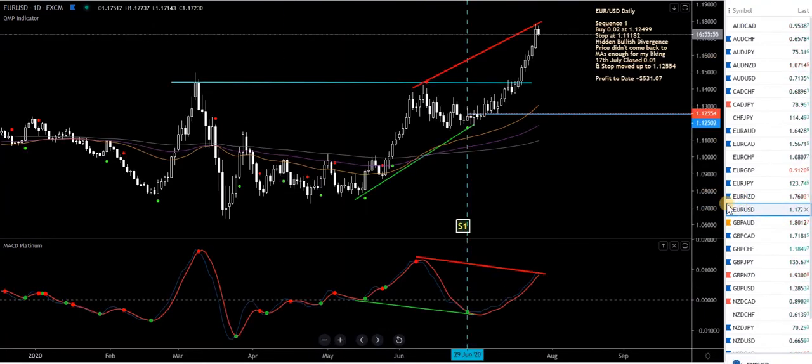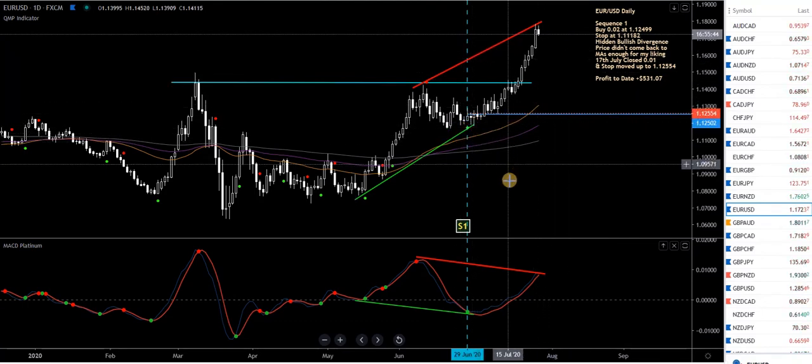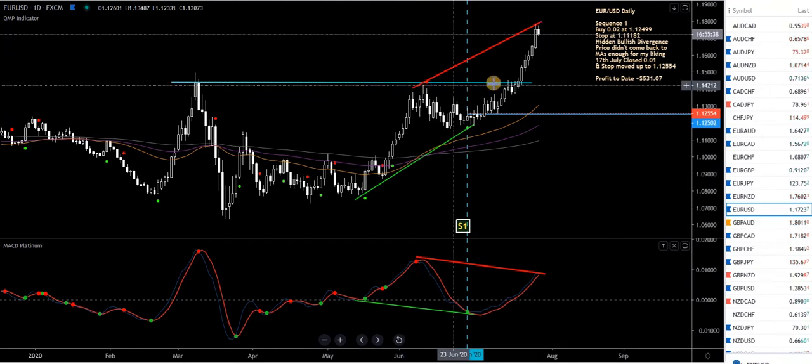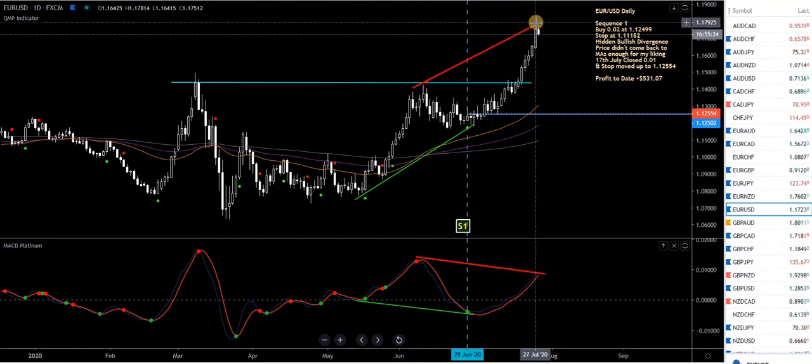Euro USD should be pretty good in a buy trade down here. Good entry. Probably price didn't come back to the MAs enough for my liking, and I probably made note of that, but it worked out all right. Going up, broke through this. You can see there's a level here, here, got to here, sort of stalled a little bit and eventually pushed right through, which is great.